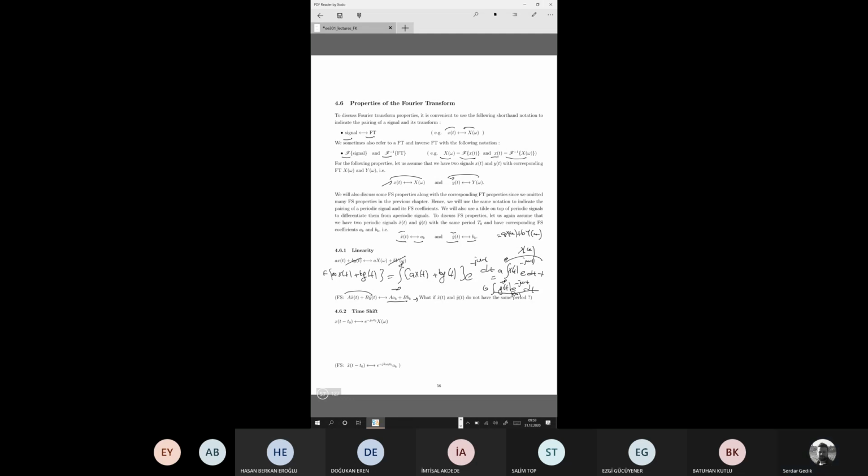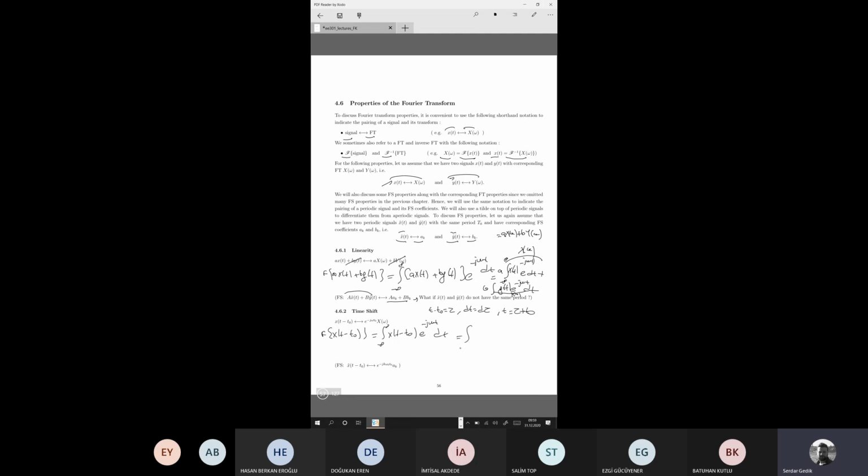Time shift. Time shift is simple. If you shift a signal in time, it is multiplied with a complex exponential in frequency. So again, the proof is simple. I have x of t minus t0. This is the integral of x of t minus t0 e to the power minus j omega t dt. If you have a change of variables, let's say if you call t minus t0 as tau, it means that dt is d tau and t is nothing but tau plus t0.